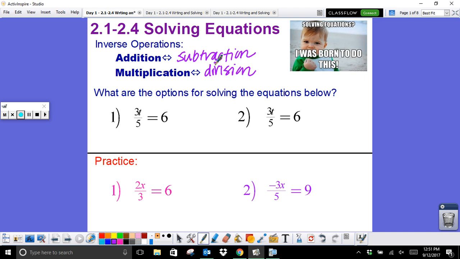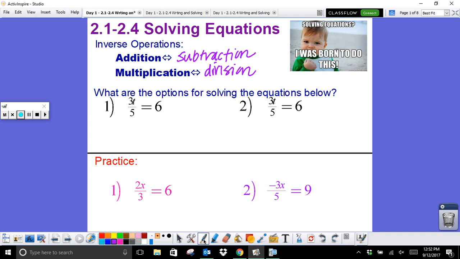If you look at this next question, it says, what are the options for solving the equations below? Notice these equations are the same equation. Okay, I'm just going to show you a couple different ways to work this. Now, what I did notice is that these may look a little funny to y'all because normally you see the variable out to the side. You don't always see it at the top. But really, this is just 3/5 times t equals 6. Okay, even though you see 3t divided by 5.